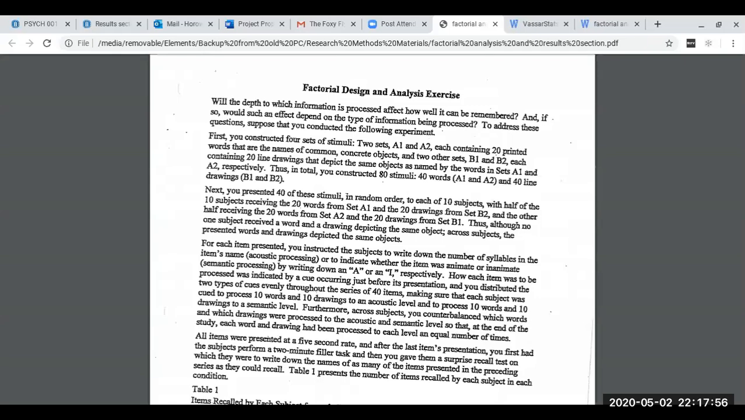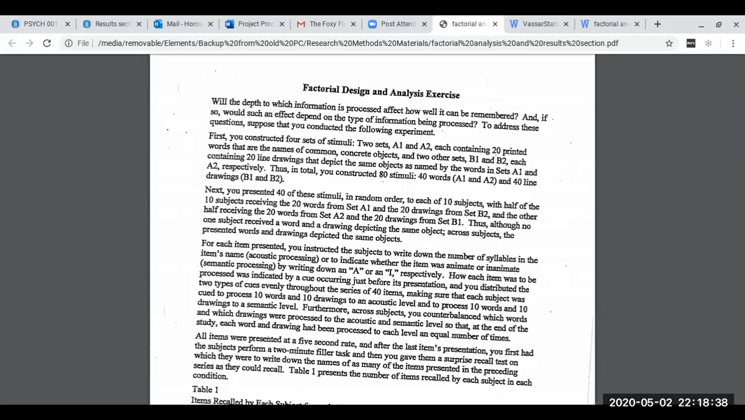Could it be a mixed design where one of the independent variables is within and you would still use counterbalancing? Probably, but again, I'm not trying to trick you, so this isn't going to get that deep. All right, so across subjects, you counterbalanced which words and which drawings were processed to the acoustic and semantic level, so that at the end of the study, each word and drawing had been processed to each level an equal number of times. So, moving on. All items were presented at a 5-second rate, which means 5 seconds between questions or words or drawings.